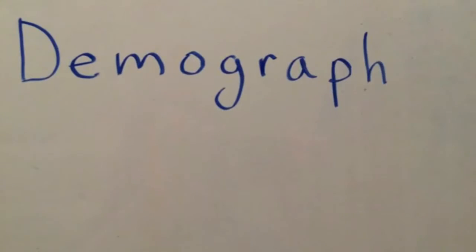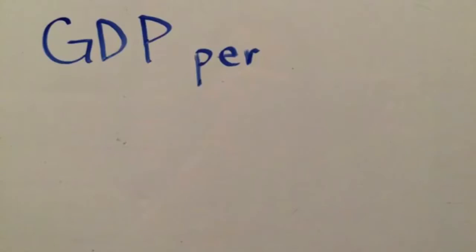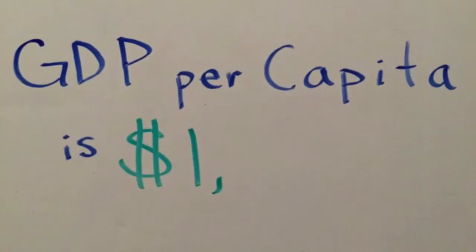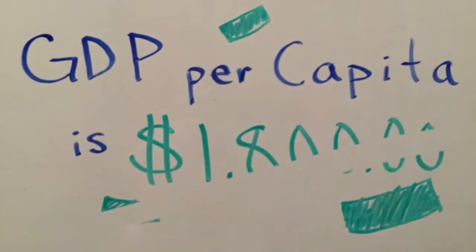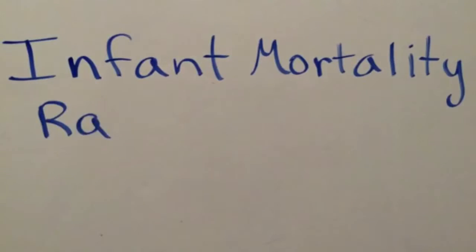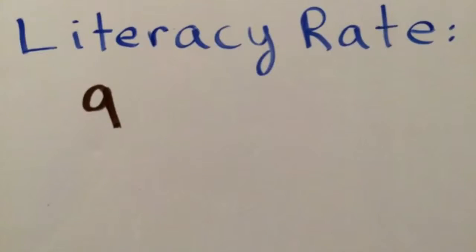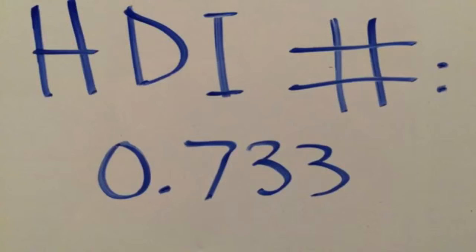Now for some information about the demographics of North Korea. Their GDP per capita is $1,800. The infant mortality rate is 68.89 deaths per 1,000 live births. The literacy rate is 99%. The HDI number is 0.733.